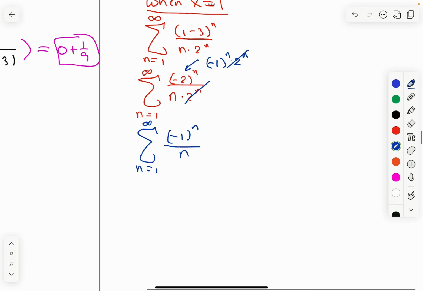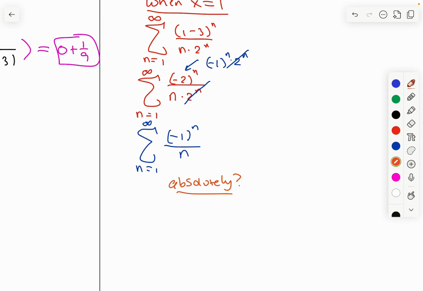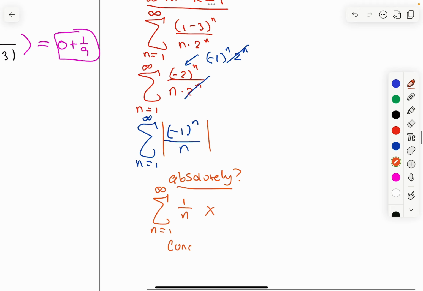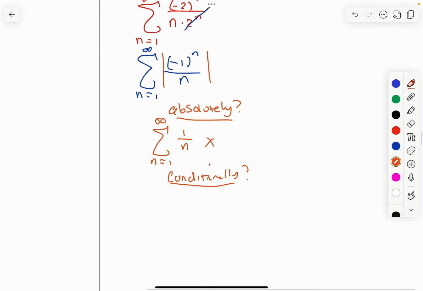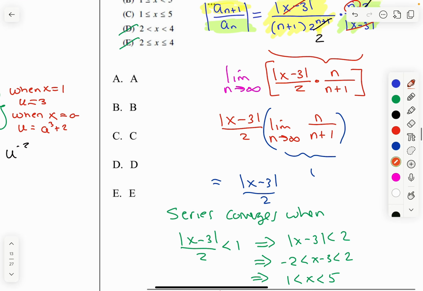And this is an alternating series. It either converges absolutely or it doesn't. I'm being a little bit fast here because this is multiple choice. It would converge absolutely if, when you take the absolute value of this, you get a convergent series. And that's not convergent. But conditionally, we just have to check that the non-oscillating part is always positive and decreasing to 0. It is. So it does converge when x is 1.